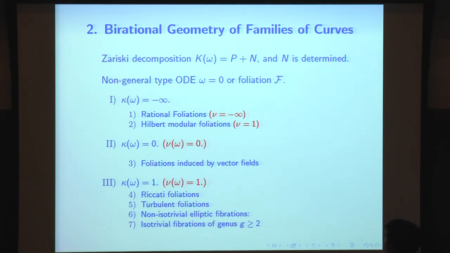Okay, the Kodaira dimension 1 case, there are 4 classes. The Riccati foliation, where the corresponding ODE is a Riccati equation. I will write this down later. The second one is the turbulent foliation, corresponding to the turbulent ODE. The last 2 cases correspond to the algebraic geometry case, so these are just the fibrations. For us these are easy.